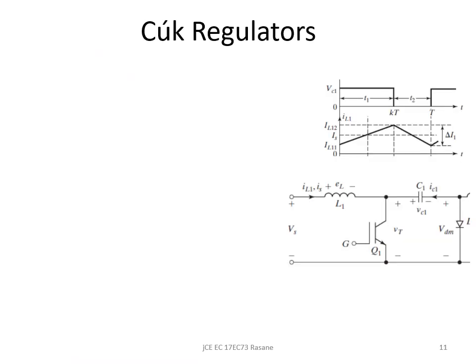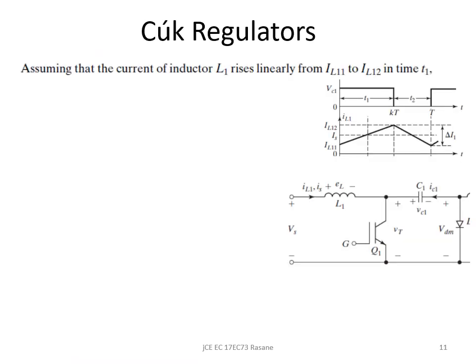Now in the Cuk regulator, let us assume that the current in the inductor L1 rises linearly from IL11 to IL12, and this time period is T1. So we are assuming that, and because of that, during this period the transistor is on. So the circuit that is in existence is this particular circuit.